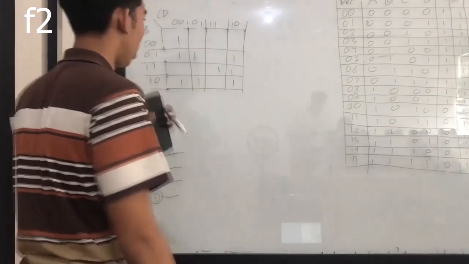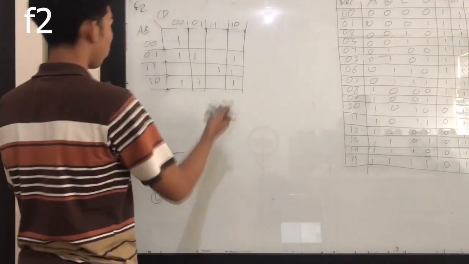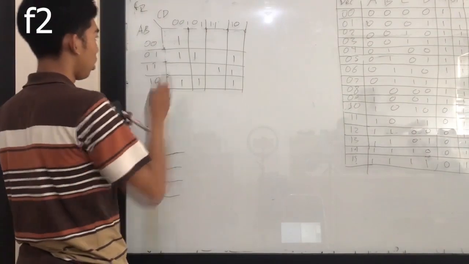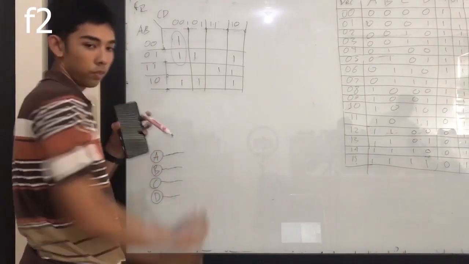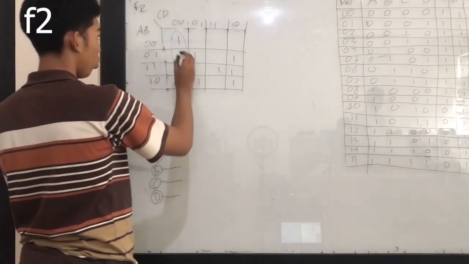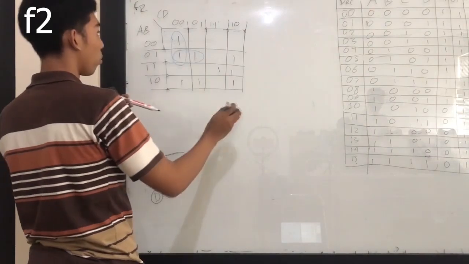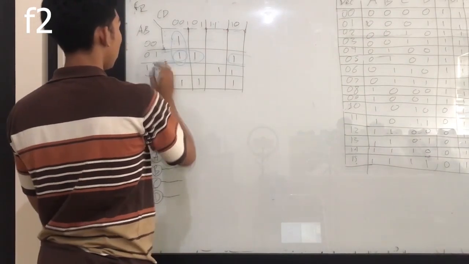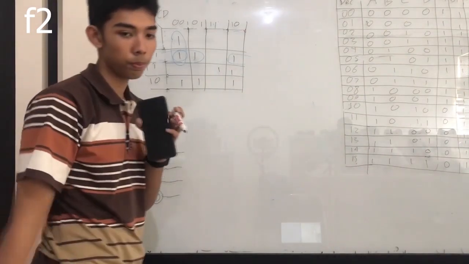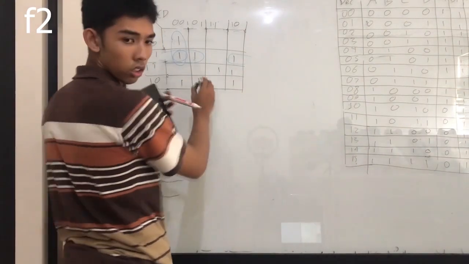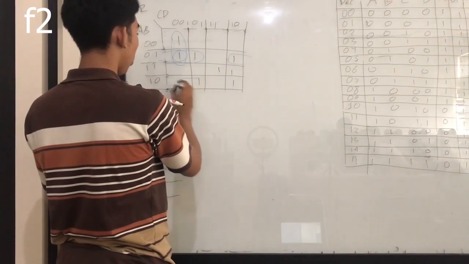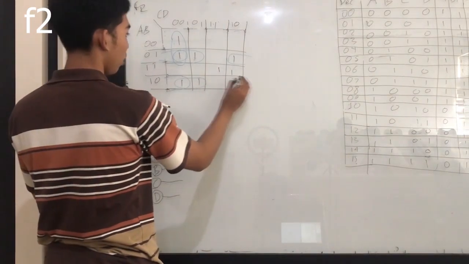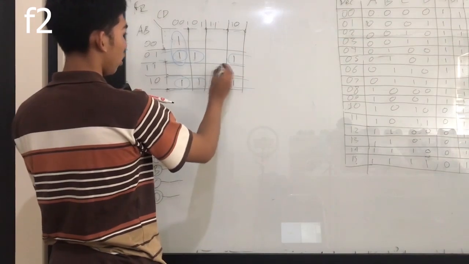Okay, let's now identify the group. So group 1 should be this one. The group 2 should be this. The third group should be this. Go on like this. The fourth group should be this one, these two, and fifth is this going through here, and the sixth is this.